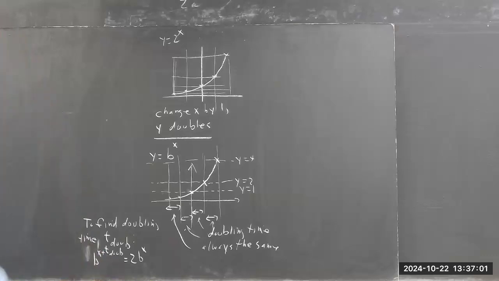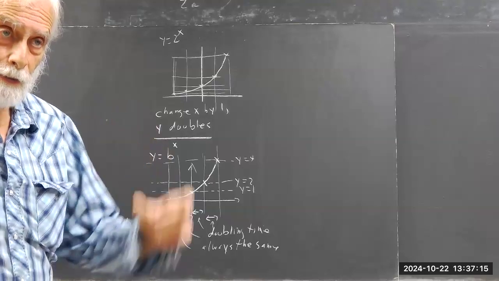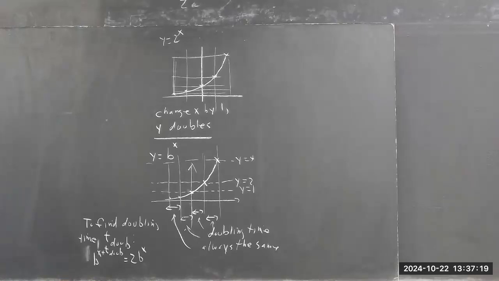That's a good thing. That's in many cases the most important aspect of an exponential function. In the characteristic aspect of the exponential function, every exponential function is going to have a consistent doubling time. Well, okay, great.